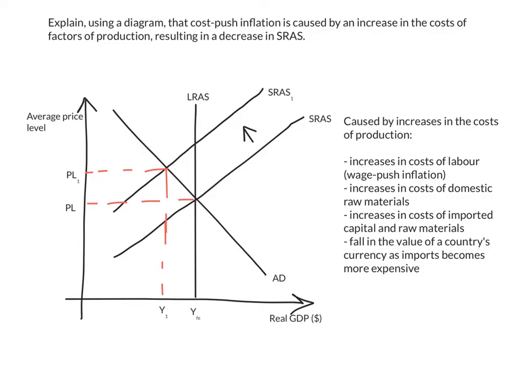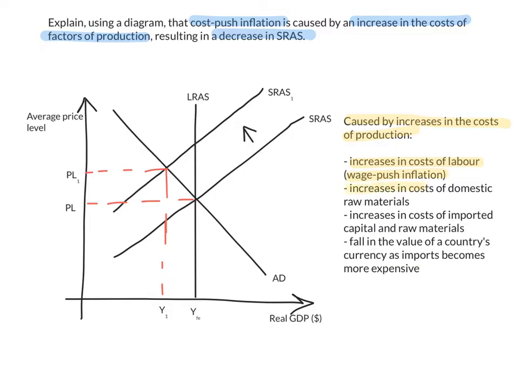Fantastic. Now let's move on to the second type of inflation, cost-push inflation. This is inflation that is caused by an increase in the costs of the factors of production, which leads to a decrease in short-run aggregate supply. So as I said earlier, it's caused by increases in the costs of production. Maybe increases in the costs of labor. This is called wage-push inflation.